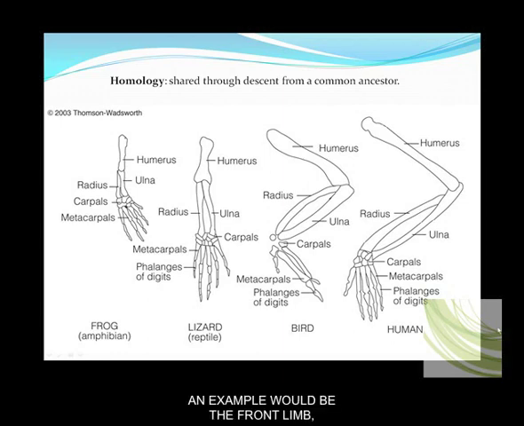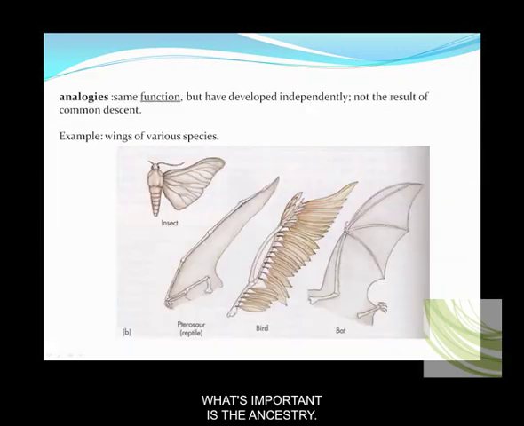An example would be the front limb, so the upper arm, the lower arm, and the hands in all animals that basically have vertebrae. So frogs, lizards, birds, humans, dogs, dolphins, we all have the same basic bones, even though they have very different functions now. So the current function is not so important to homology. What's important is the ancestry.